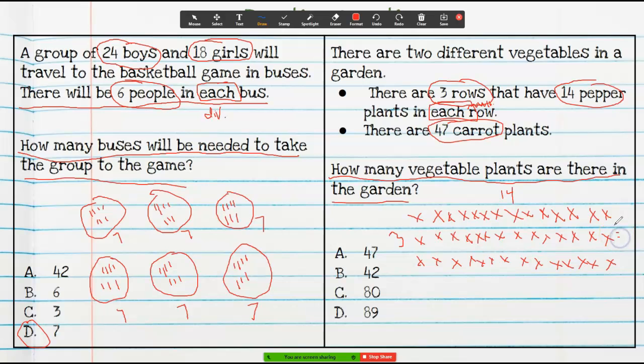Now go ahead and count your X's and see how many you have. Pause the video here and count all the X's. Alright, you should have gotten 42. Now, that's not the answer. Okay, I still have my 47 carrot plants. So now I'm adding. I have my 42 pepper plants, and I have my 47 carrot plants. So my answer here is D.